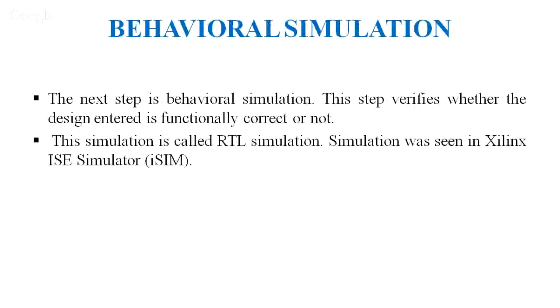Now, the second step is, after writing the code, we check its behavior. To check the behavior, we need simulation. Behavior simulation is the next step. In this step, we verify whether the design entered by us is functionally correct or not. If there is some error, then it shows the error. We can show the RTL view in this step.